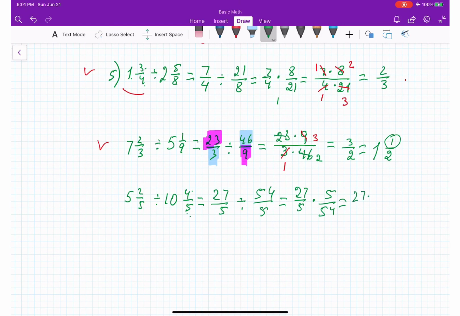So 27 times 5 and 5 times 54. Let's see what I have. 5 and 5 I can cancel. 27 and 54, can I reduce by 27? Because 27 divided by 27 is going to be 1. 54 divided by 27 is going to be 2. So therefore, what do we have as the answer? 1/2.